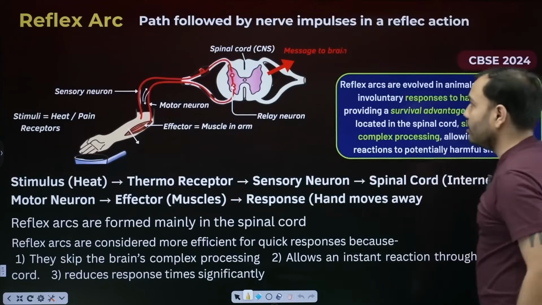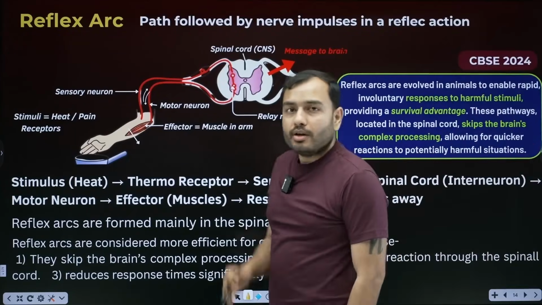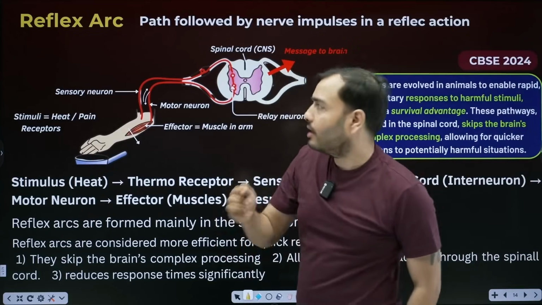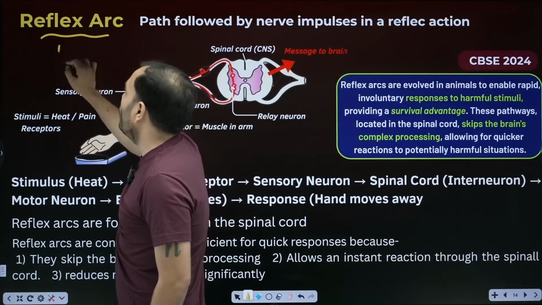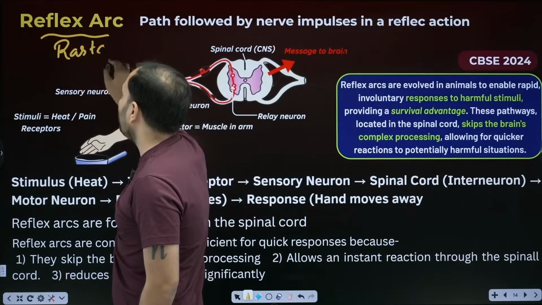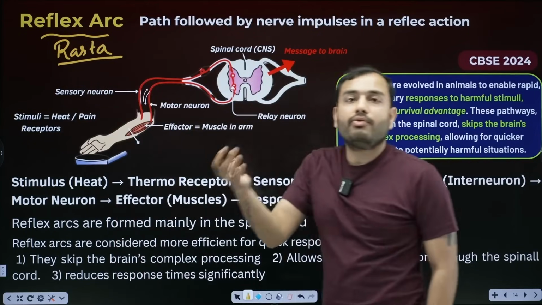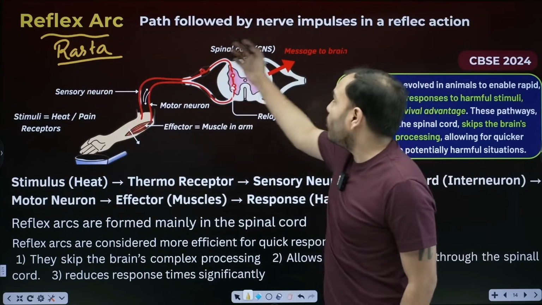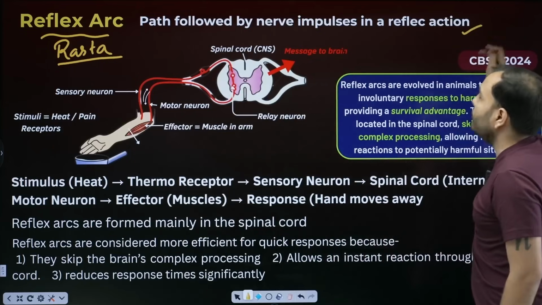This path, beta, we call the reflex arc. What is the reflex arc? That path on which the impulse travels during a reflex action. It is the path followed by a nerve impulse in a reflex action.